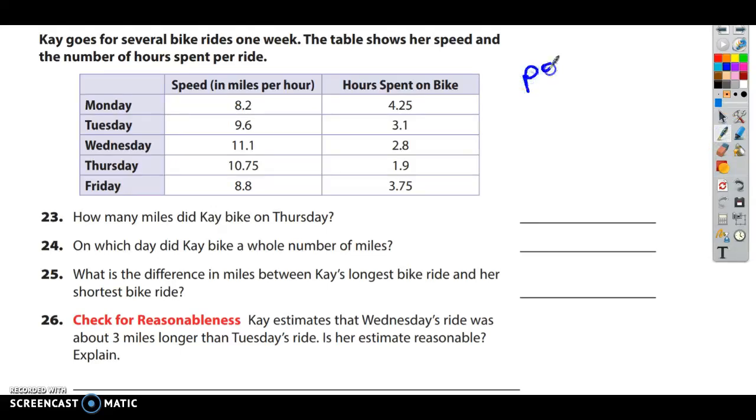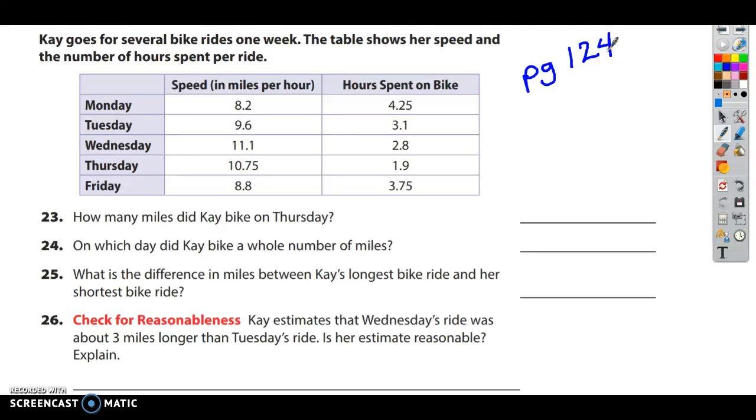Alright, this is page 124. This video is not going to be exactly the same as all our other videos. It's going to be more about explaining things rather than modeling how to multiply decimals. I have shown you how to multiply decimals in all of the previous videos, so this is going to be a little more of an explanation and a check answers video.